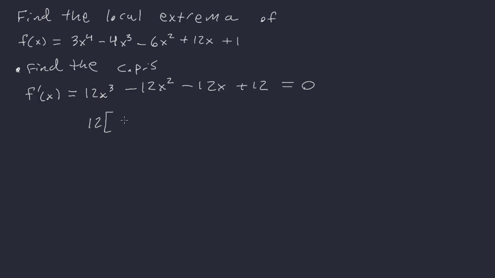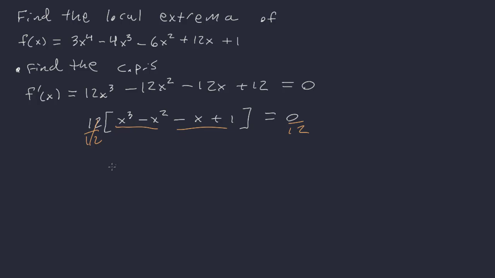And so when we take out a 12, we'll have x cubed minus x squared minus x plus 1. So this one looks like it can be factored by grouping. We can take an x squared out of the first group and possibly a negative 1 out of the second group. So let's do that. I'm going to actually divide out this 12 just so it goes away. I don't want to deal with it anymore.